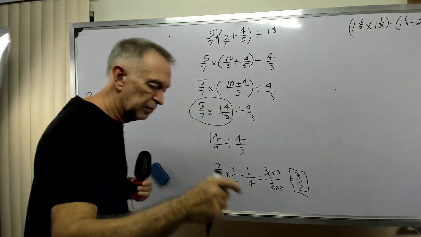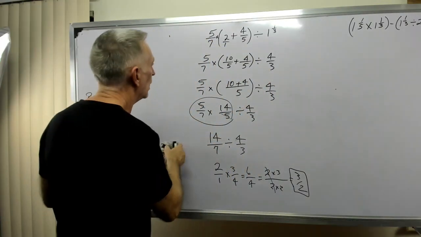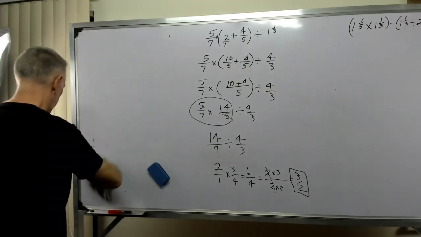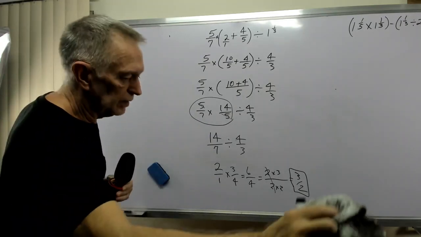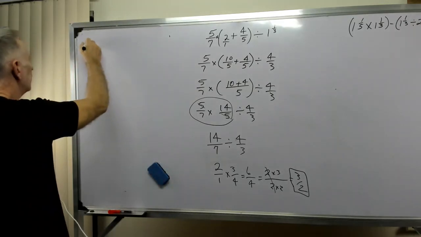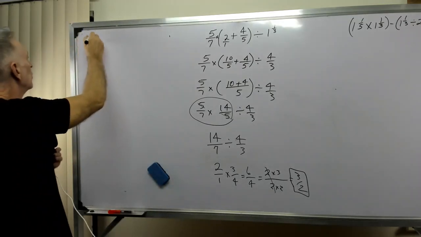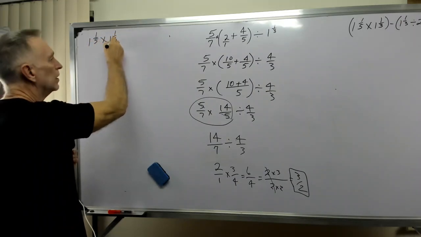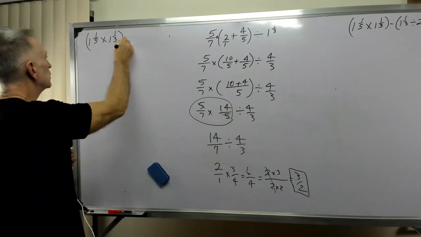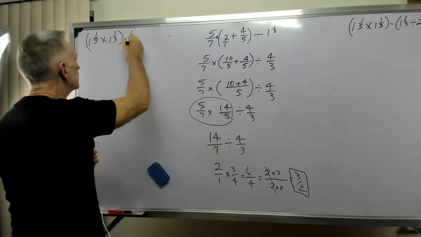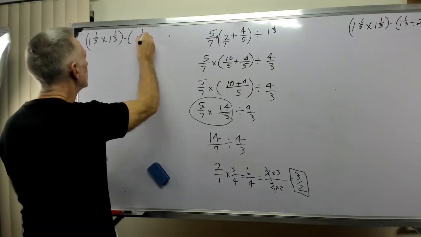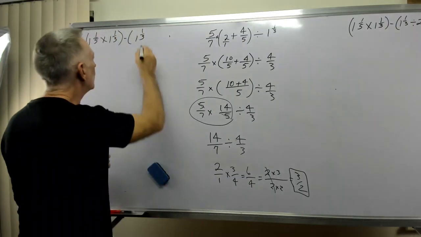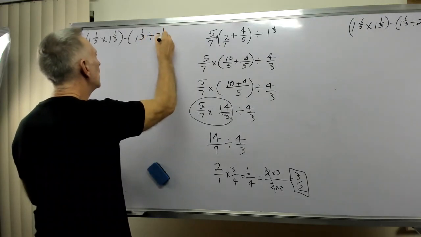All right, let's keep rolling here. Take a mental note of that one. Maybe I can write the other one down over here. Let's see if I have enough room to do this. 1 1/5, can you see me? 1 1/5 times 1 1/3, parentheses, minus another parentheses, 1 1/3 divided by 2 1/2.